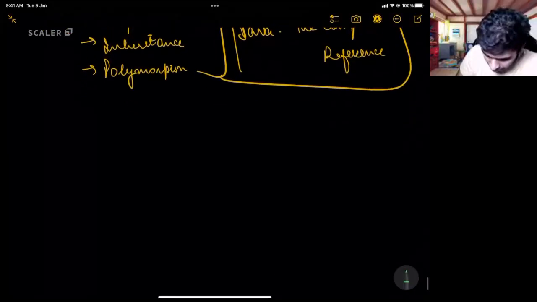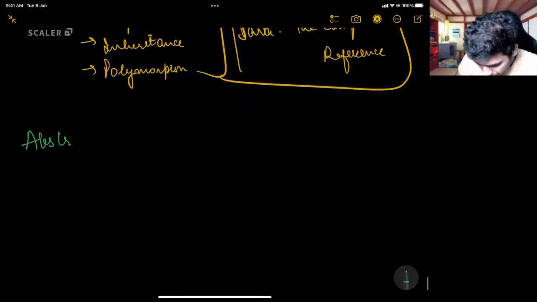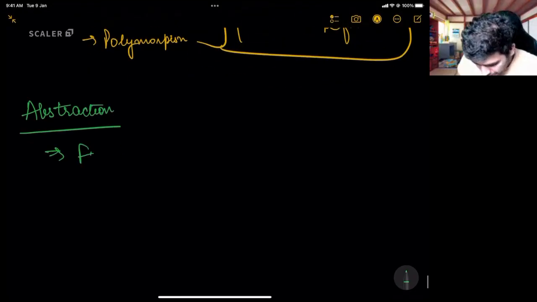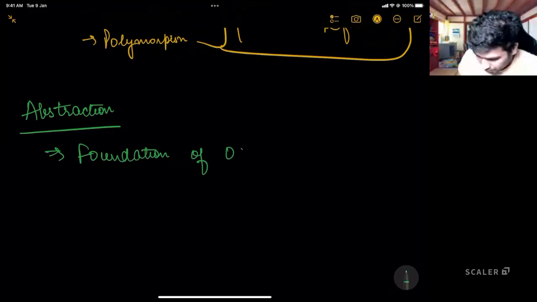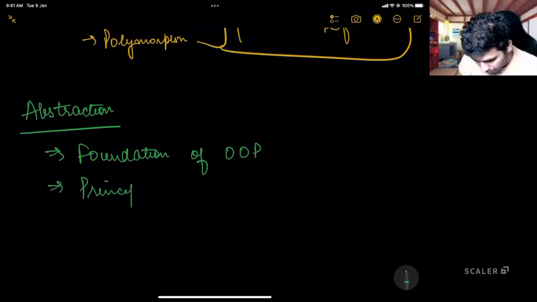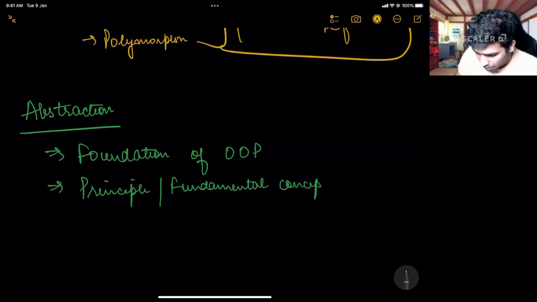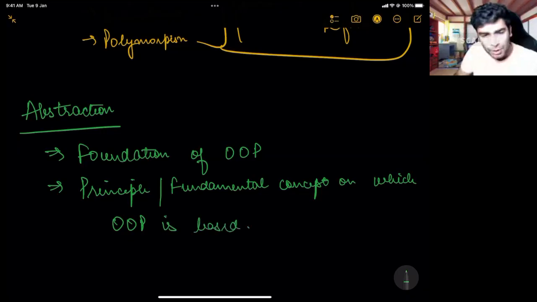So let us start with the very first term, which is abstraction. What is abstraction? Abstraction is the foundation of object-oriented programming. This is the principle or fundamental concept on which object-oriented programming is based. Okay, let us try to learn this concept. What do we mean by abstraction?